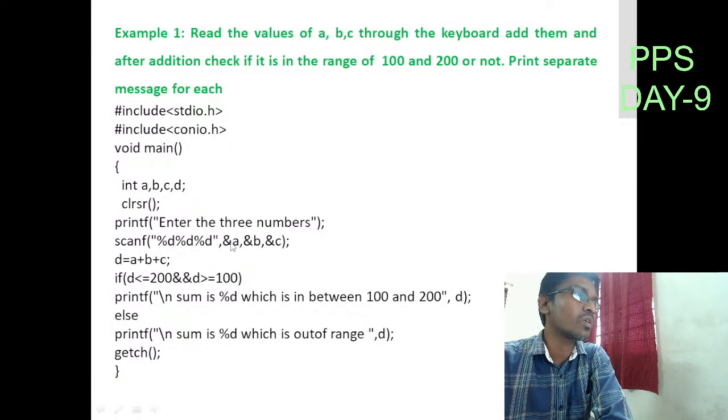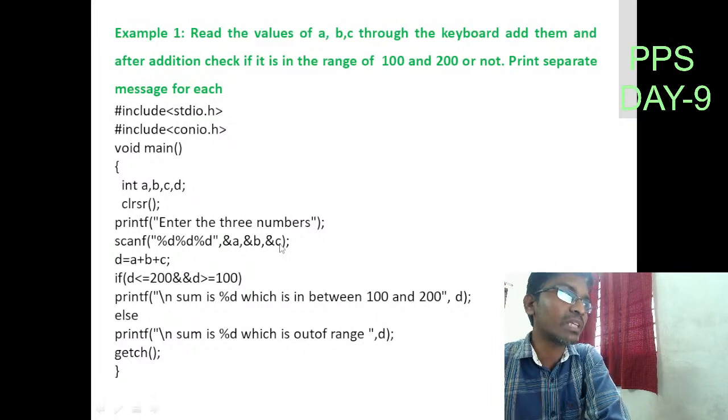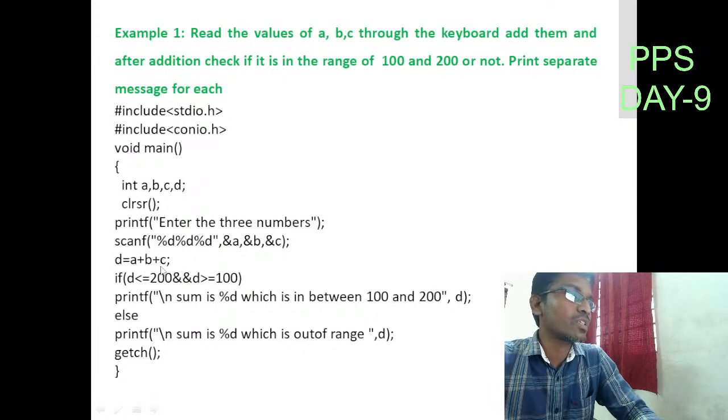For that I am going to read three values from the keyboard, and after that I am going to perform addition of these three numbers. Then the resultant value will be stored in the D variable, and now I am going to apply if D less than or equal to 200, and it is a logical AND operator, and D greater than or equal to 100. We already discussed the truth table for AND. If both inputs are true, then only the output is true. That means if both conditions are satisfied, then only it will display the numbers in between 100 and 200.